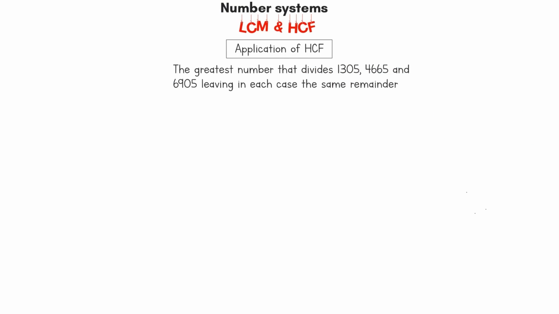Let's solve this problem on application of HCF. Now I'm being asked the greatest number that divides 1305, 4665 and 6905, leaving in each case the same remainder. So I want to find out the greatest number, but I don't even know the remainder in this case. Earlier I knew the remainder, so I just subtracted and found out the HCF to reach the answer. And that's where this problem looks to be complicated. So what do I understand? Let's write everything. The numbers are 1305, then 4665 and 6905.